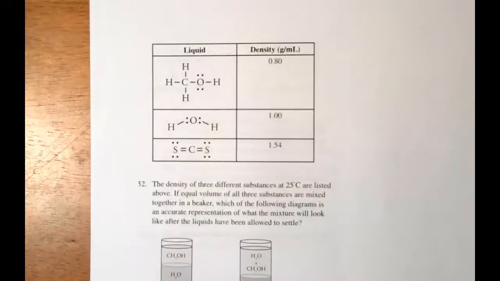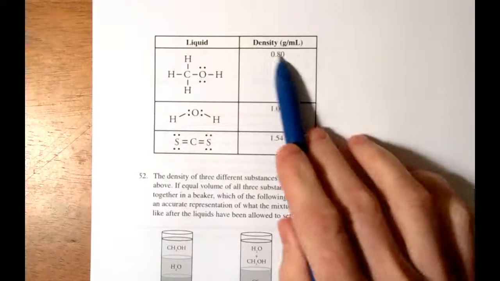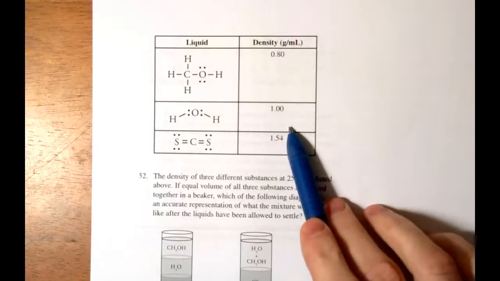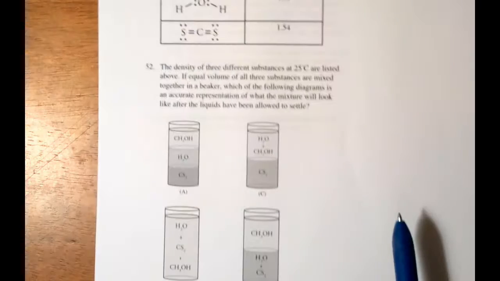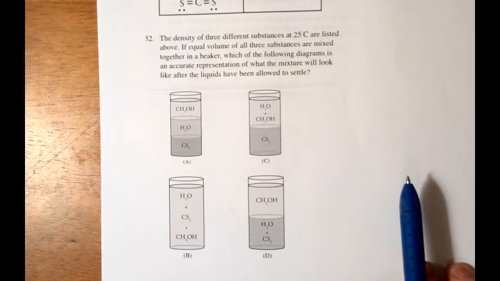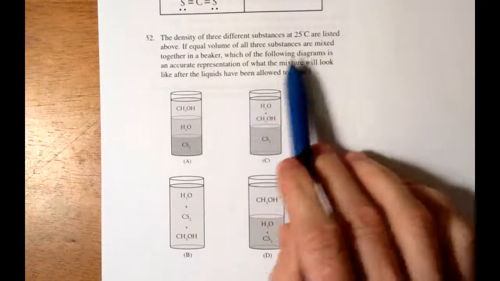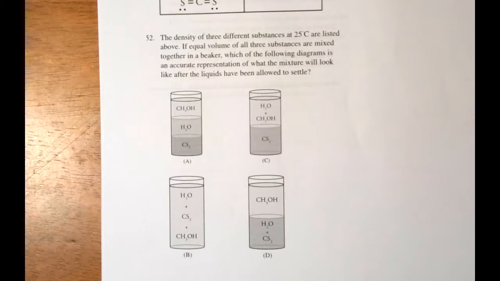So there's only one problem on this page. We're given 3 Lewis structures and their densities. So this has the lowest density, water in the middle, and CS2 has the greatest density. And then we're given these pictures, and we're told we mix all this up, and we want to pick which of these would be how the liquids would settle and mix together.